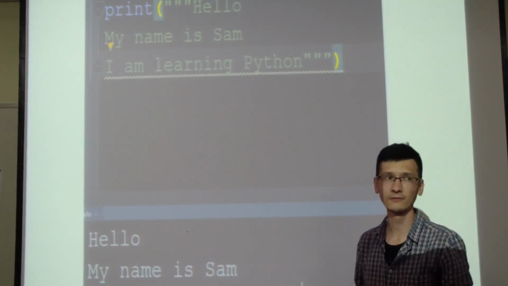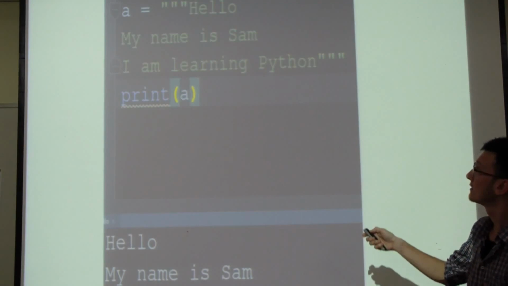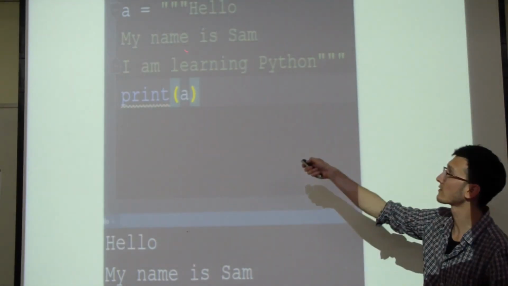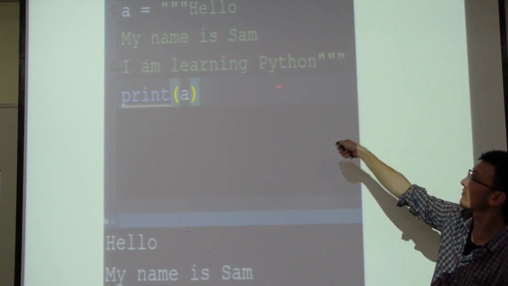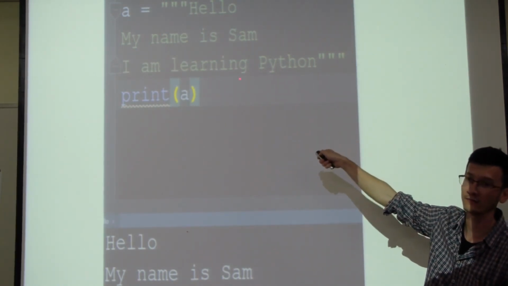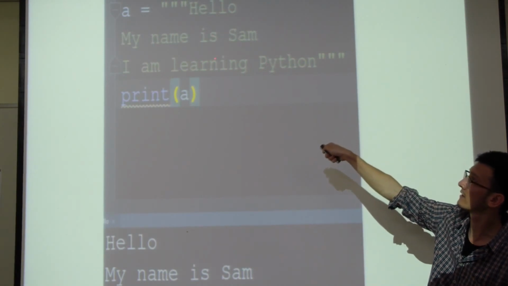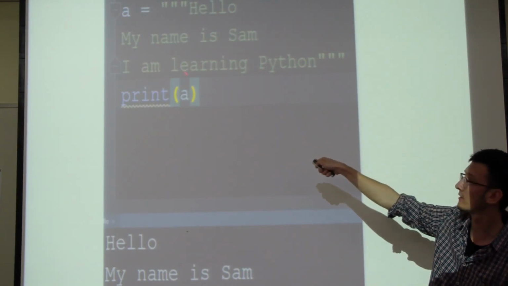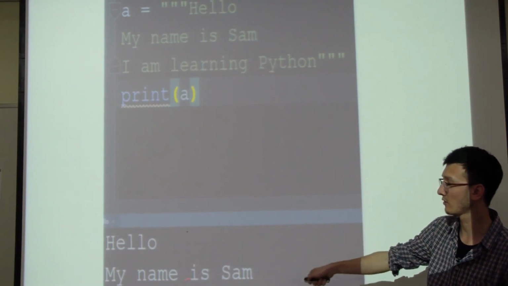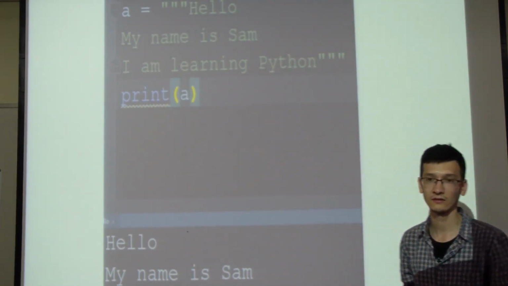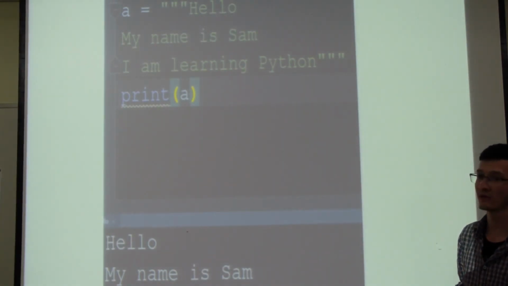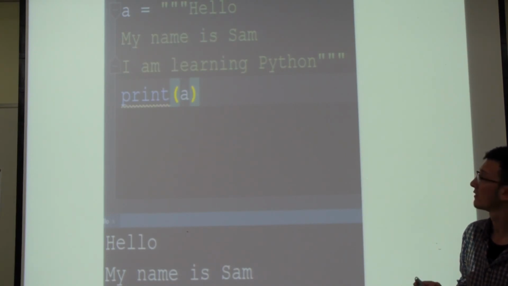We will continue. In our next code, we created a variable and we gave this string. All this text is a string. We are giving this value to the variable A, and now we are printing: hello, my name is Sam, I'm learning Python. You understand this? Yes. I think you will do this without any problem. Let's move on.